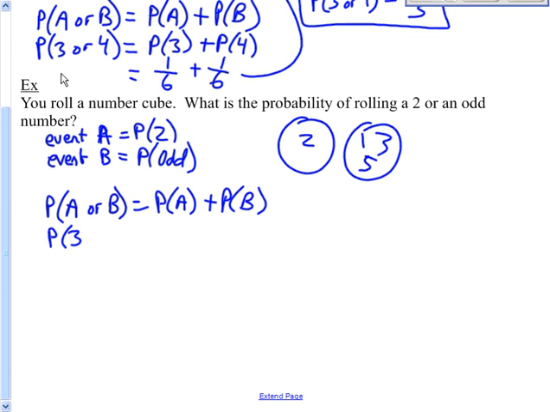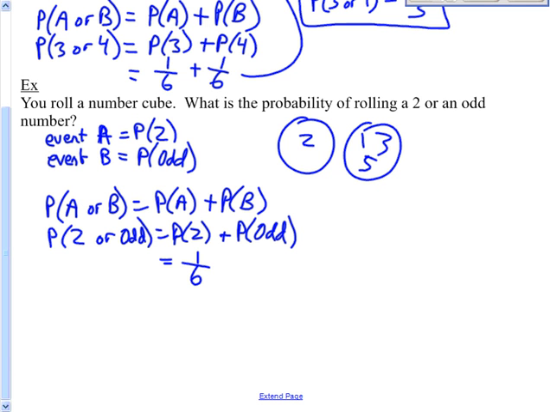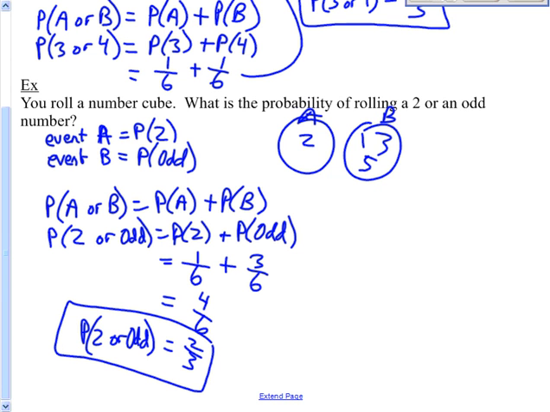So the probability of rolling a 2 or an odd number is the probability of rolling a 2 plus the probability of rolling an odd number. Well, the probability of rolling a 2, I have 1 out of 6, right? 2 is one of the 6 numbers. Odd, now I have 3 out of 6 numbers here. So this is 4 out of 6, or a 2 in 3 chance that I roll a 2 or an odd number. So these are examples of mutually exclusive events.